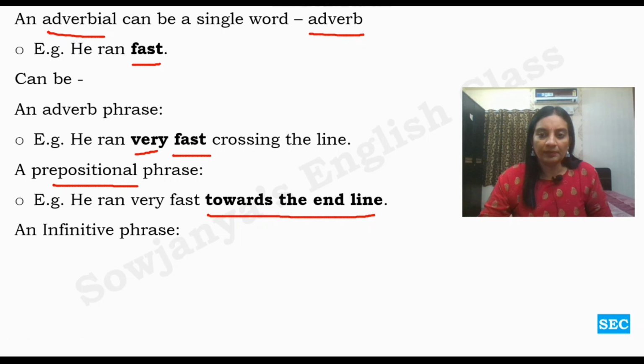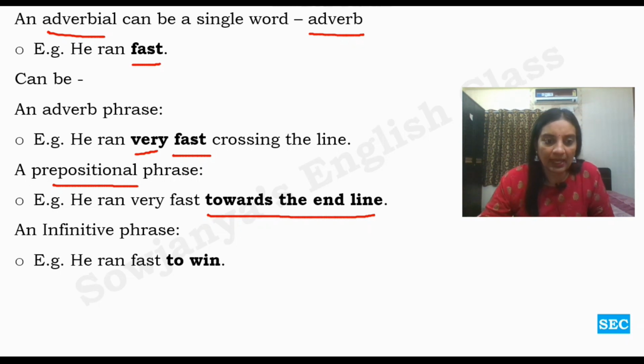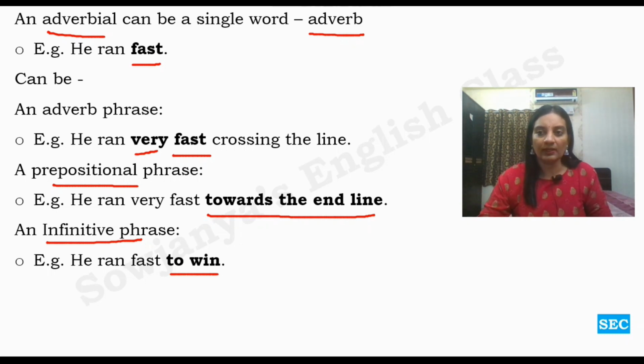And then an infinitive phrase. For example, he ran fast to win. So an adverbial can act as an infinitive phrase as well. Look at this example. He ran fast to win. What is the reason behind his running fast? He wants to win. Okay.